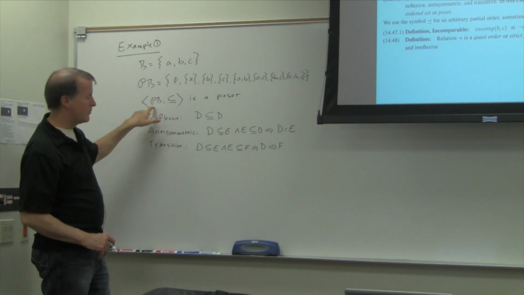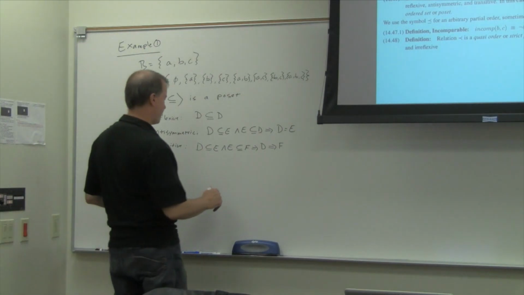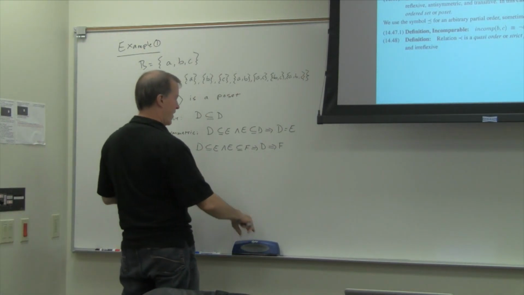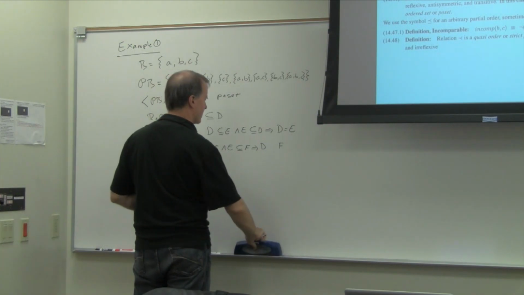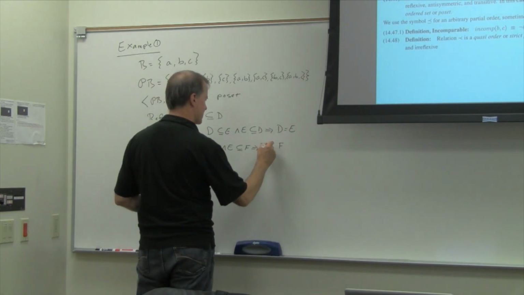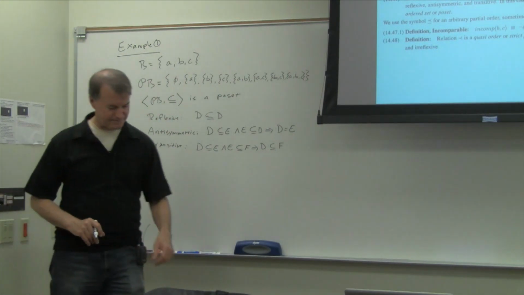With D, E, E, F, you said then D implies F. Oh, sorry. D, E, and, yeah, right. Implies D is a subset of F. Right, sorry. Thanks for the correction.